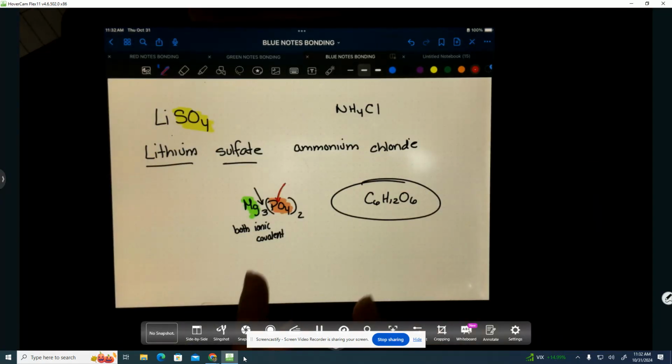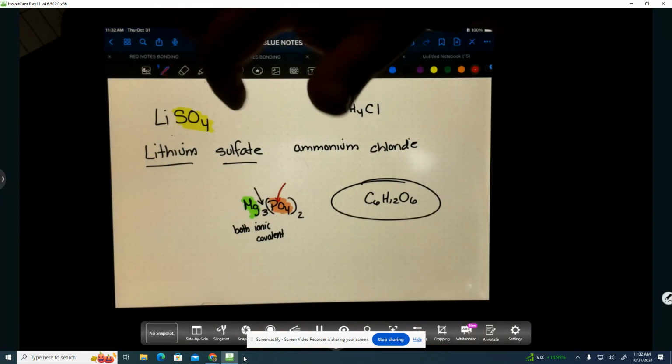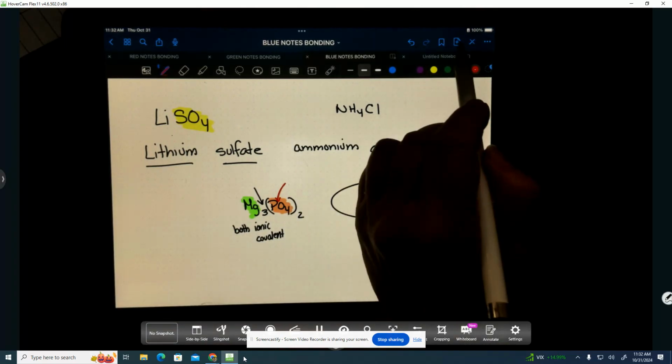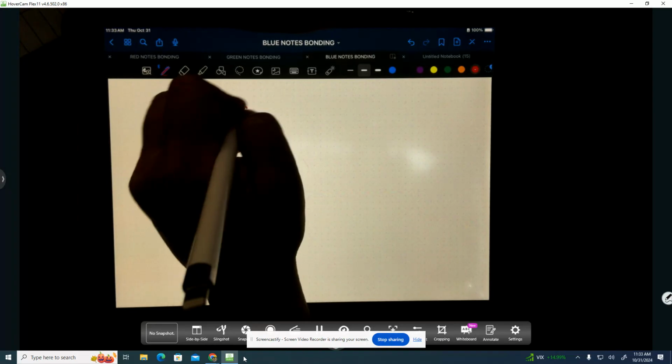Now let's go the other way. I'm going to give you the name. You're going to write the formula. And then we're going to practice some of these. And then we're going to learn another type of naming after that's done. So let's do calcium sulfate.